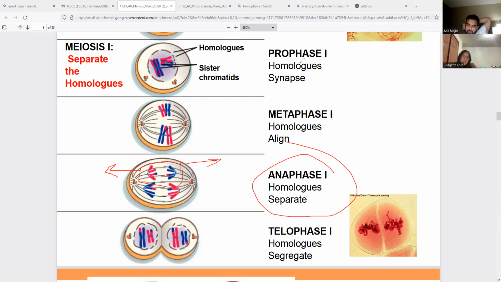Prophase, everything condenses and the nuclear envelope disappears. Metaphase, things line up. Anaphase, everything splits. Telophase, the cells do cytokinesis, and you get the cells that pinch off.